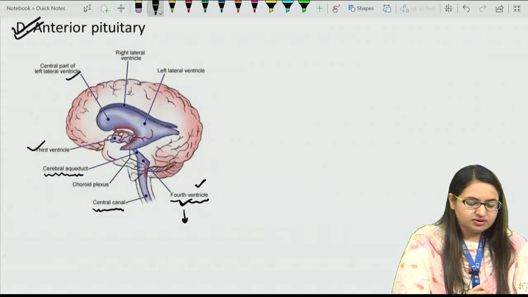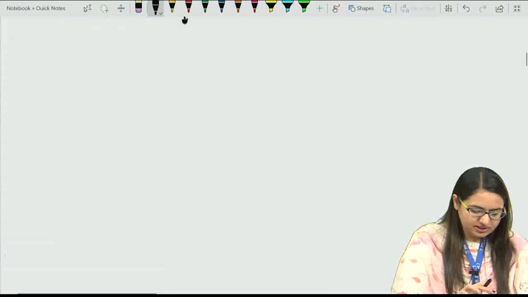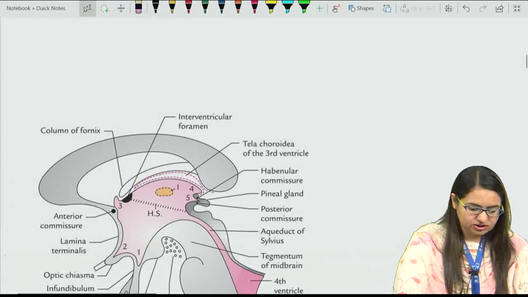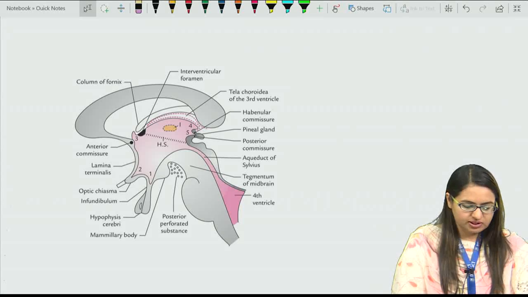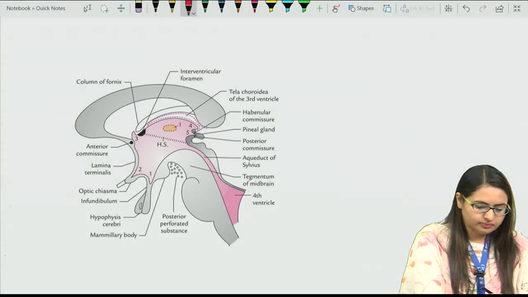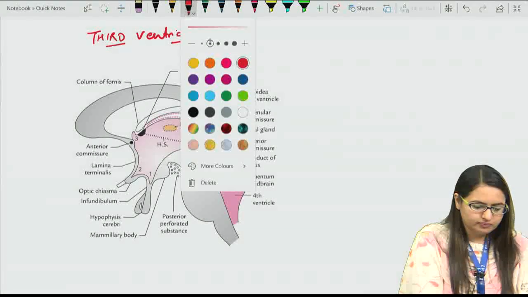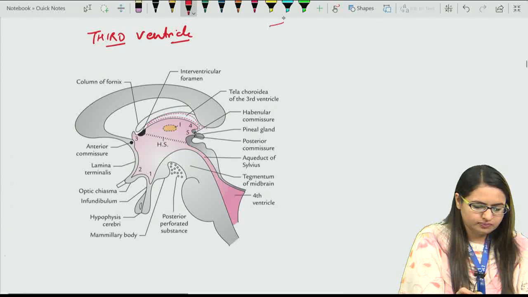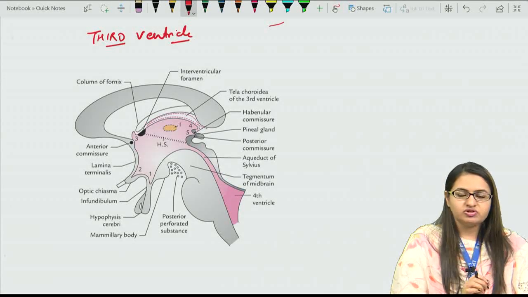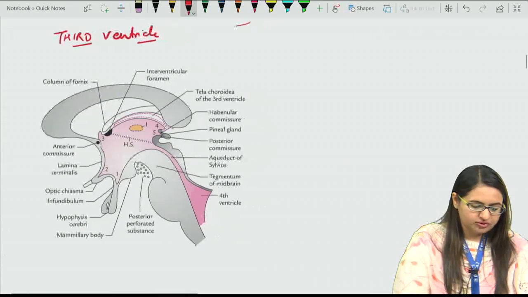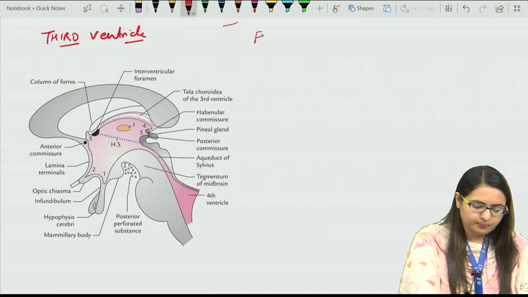Now when we talk about the third ventricle, this is a sagittal section which is showing the whole of the third ventricle. This is the third ventricle. In this, we will see which structures form the floor, as well as the roof, and the anterior and posterior walls.